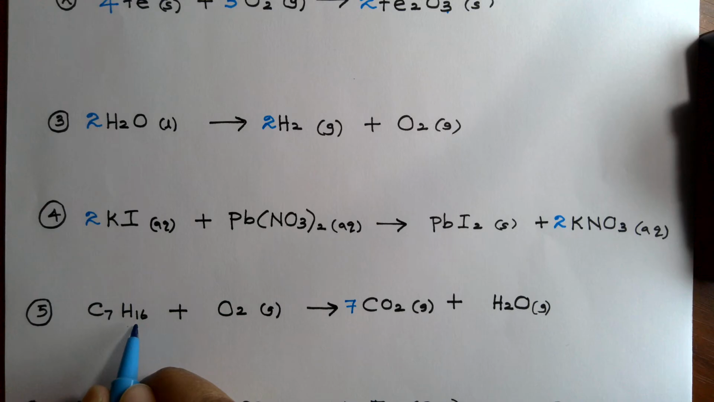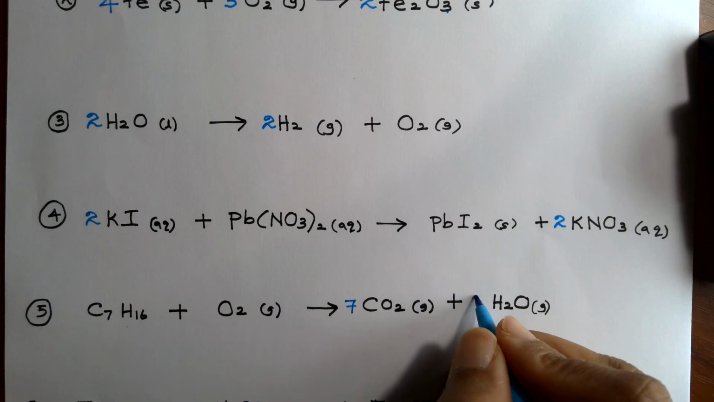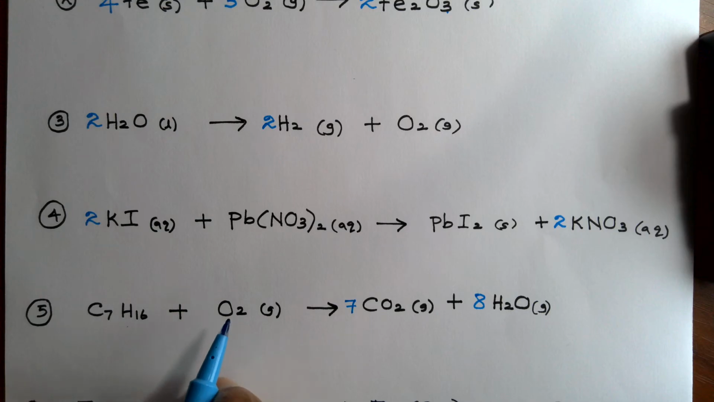Next we'll focus on hydrogen. There are 16 hydrogen in the reactant side, but only 2 here. So how can we make 16? I multiplied this by coefficient 8. Now 8 times 2 is 16. So hydrogen is balanced.